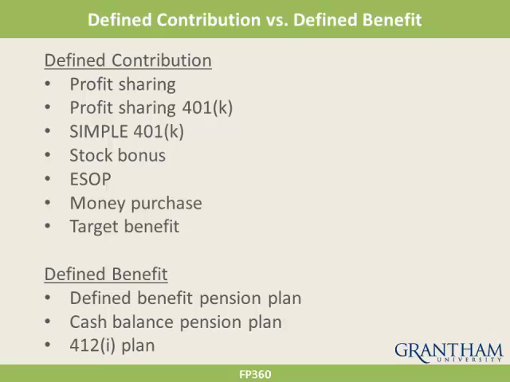A money purchase plan has a set fixed percentage that the employer must contribute for each person who is in the plan. That percentage can be anything up to 25% of covered payroll. A target benefit plan is similar to an age-weighted profit sharing plan in which the older employees get a little bit extra contribution versus the younger employees.